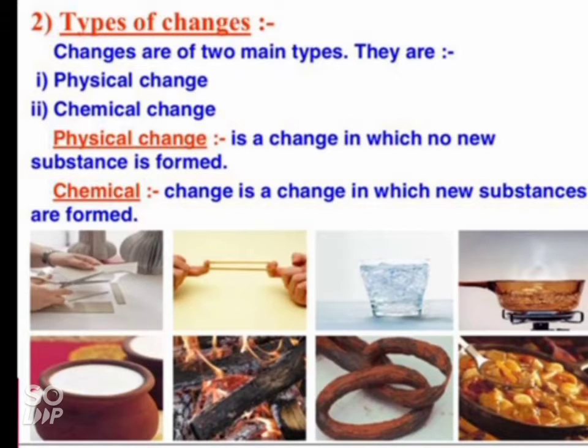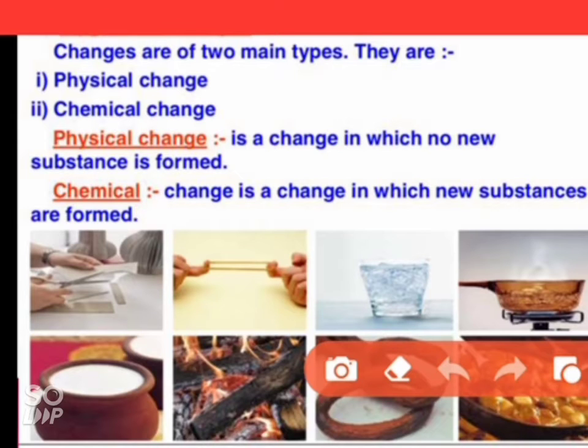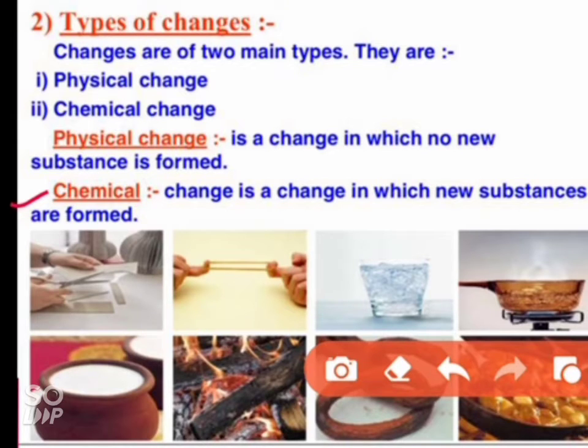Physical change is a change in which no new substance is formed. On the other hand, a chemical change is a change in which new substances are formed. Here are some examples of physical and chemical changes.